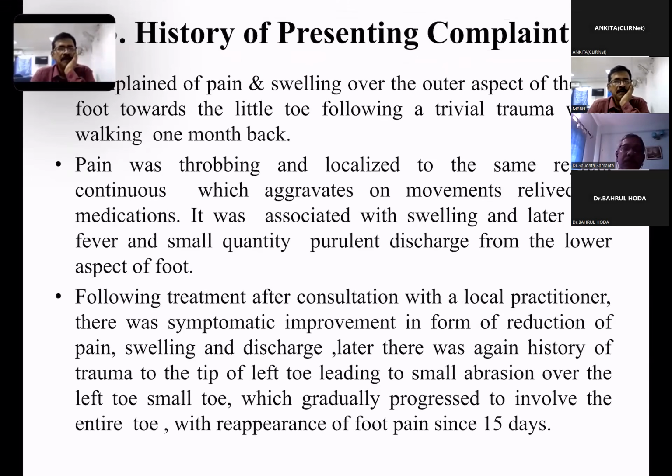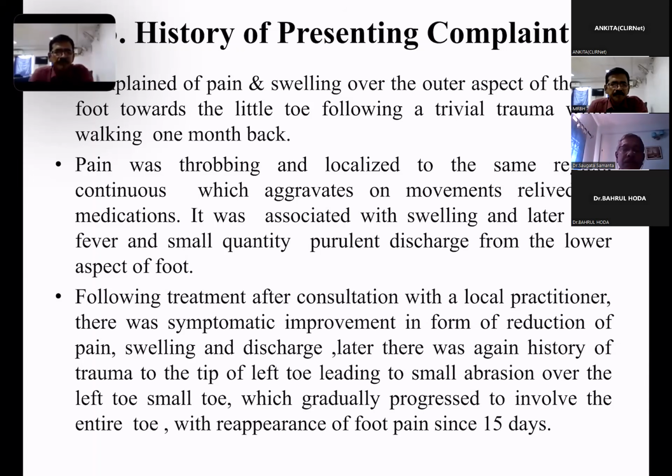History of present illness. Patient was apparently well 1 month ago, then complained of pain and swelling over the outer aspect of left foot towards the little toe following a trivial trauma while walking 1 month back. Initially, pain was throbbing and localized to the same region. Continuous, which aggravates on movement and relieved by medication. It was associated with swelling and later mild fever and small quantity of purulent discharge from the left lower aspect of foot.